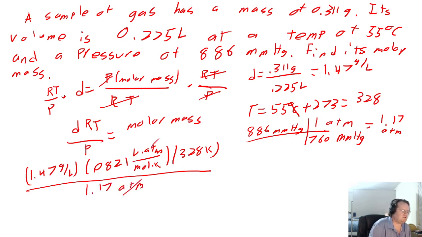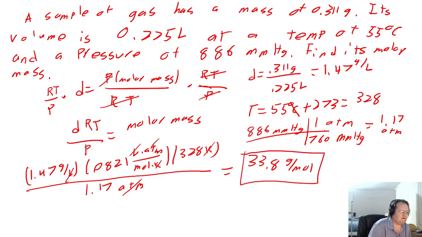The atmospheres cancel, the Kelvin cancels, the liters cancel, and we're left with grams in the numerator, moles in the denominator. And hey, that's the unit for molar mass, so that's good. And so I'm going to plug all this in. And when I do that, I get that this has a molar mass of 33.8 grams per mole. So that's the molar mass I would get for my compound.